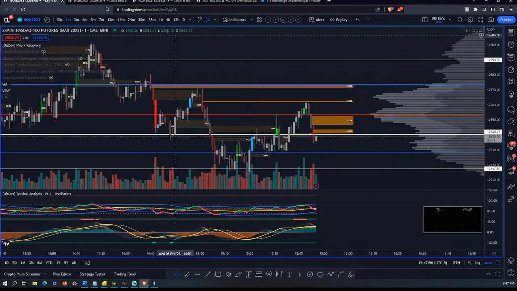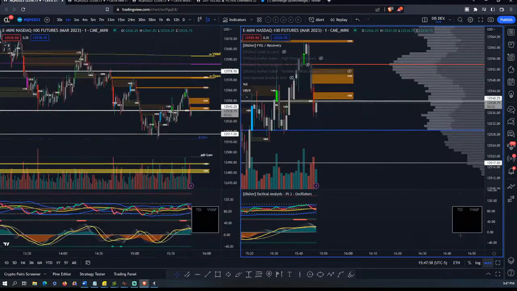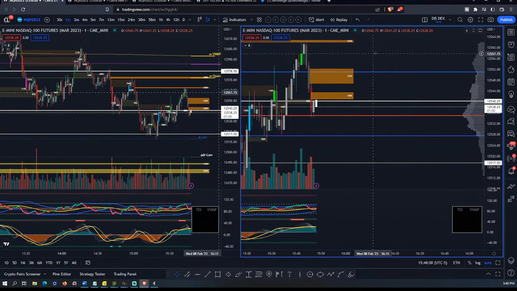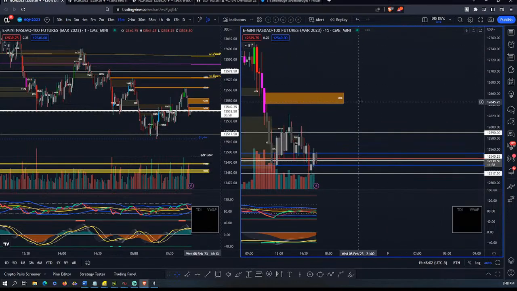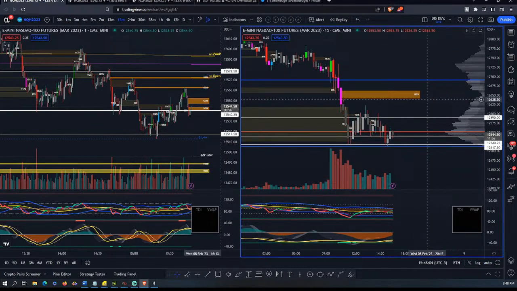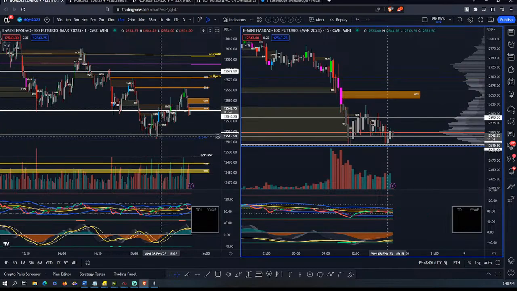I'm gonna check out NASDAQ. I'm gonna do my side by side. Let's do 15-minute. Looks like it's just stuck in a tight range here, but I mean that could be scalping.